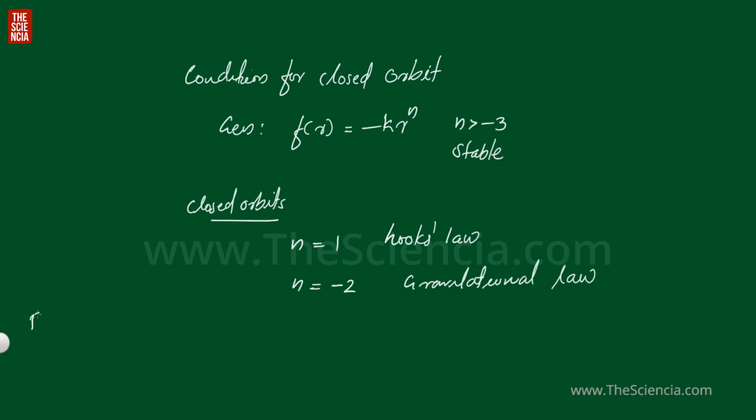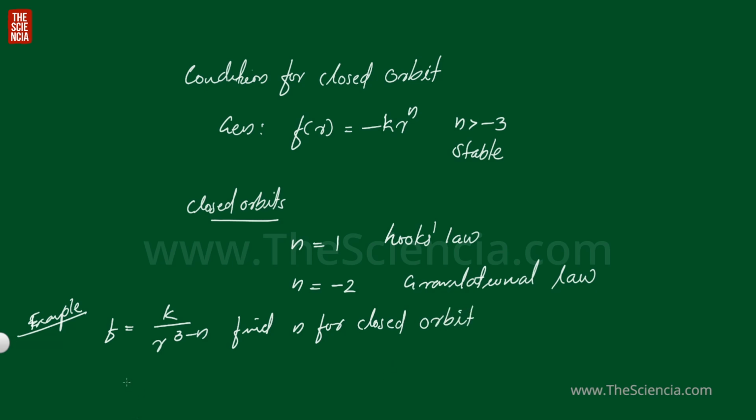One example problem. A force is given, that is F is equal to k by r raised to 3 minus n. Then find n for closed orbit.